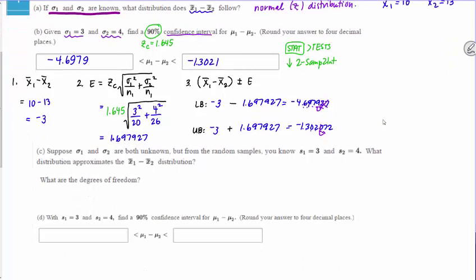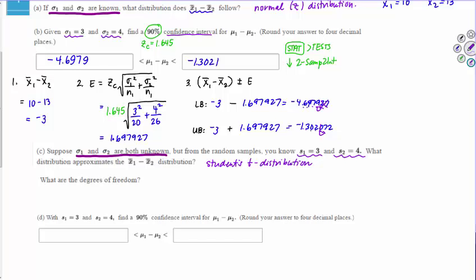Now, if both of the population standard deviations are unknown, we cannot use the z-distribution. That means that we need to use the t-distribution. So we have sample standard deviations, but now it's the Student's t-distribution, because we don't have the population standard deviations.